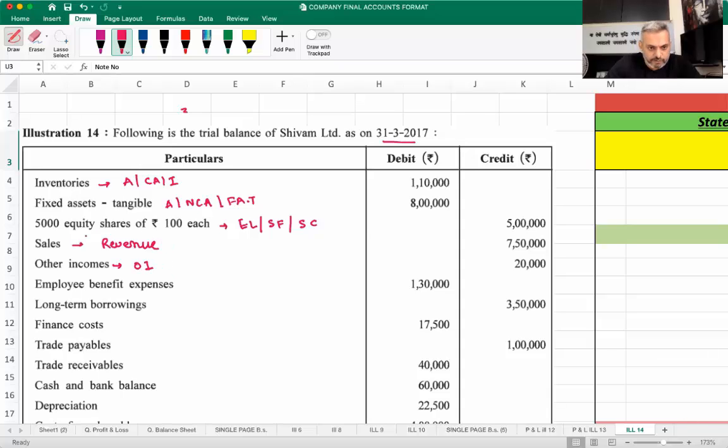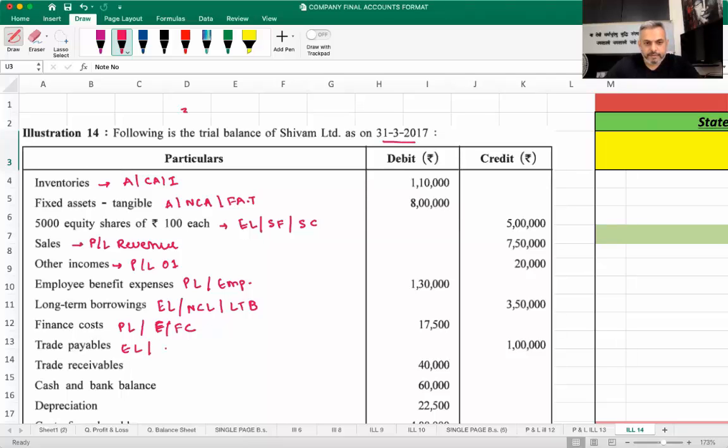Other income is other income. So here you also you can write like this: profit and loss, revenue; profit and loss, other income. Employee benefit, profit and loss, employee benefit. Long-term borrowing. So equity and liability, current liabilities, and long-term borrowings. Then finance cost, profit and loss, directly finance cost, expense. Okay, so I write expense, finance cost. Trade payable. So again, equity and liability, then current liabilities and trade payables.